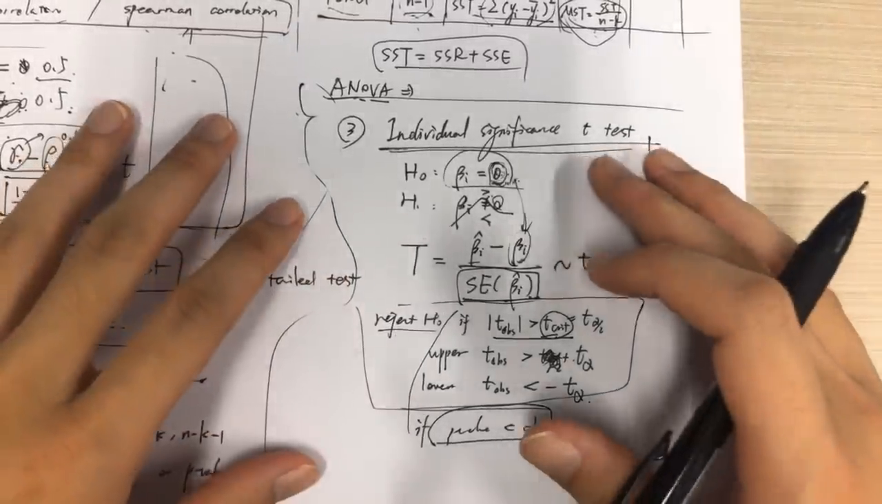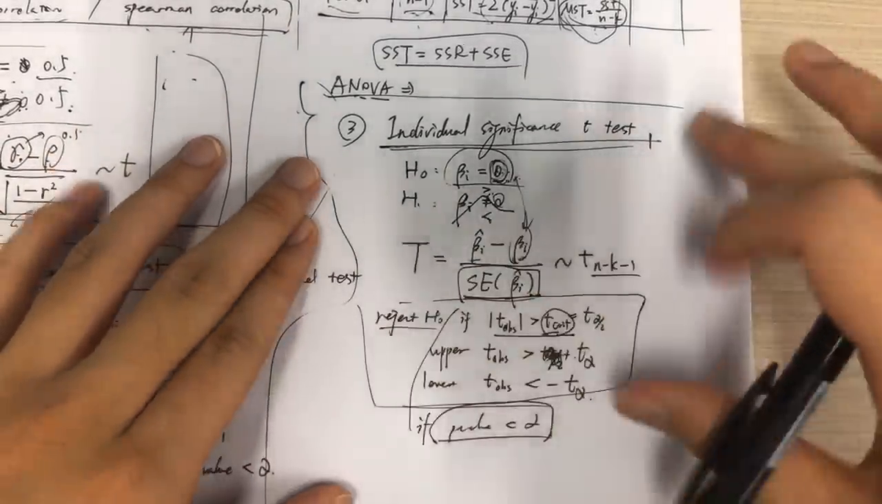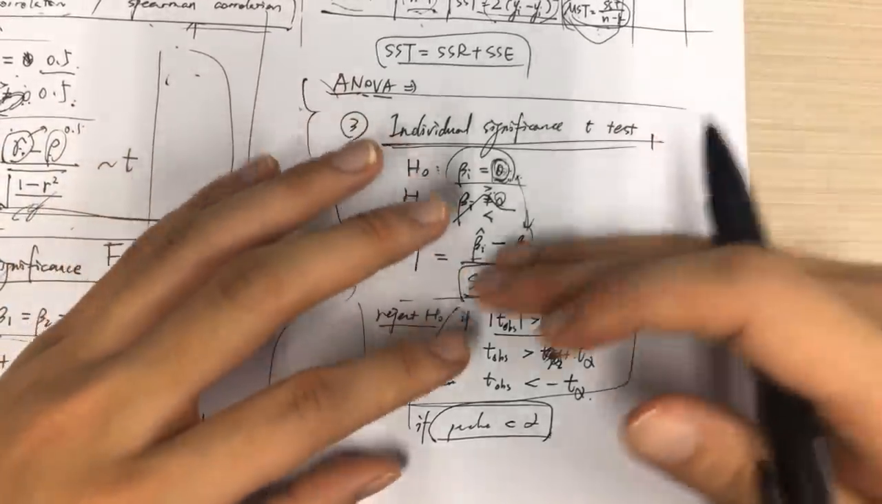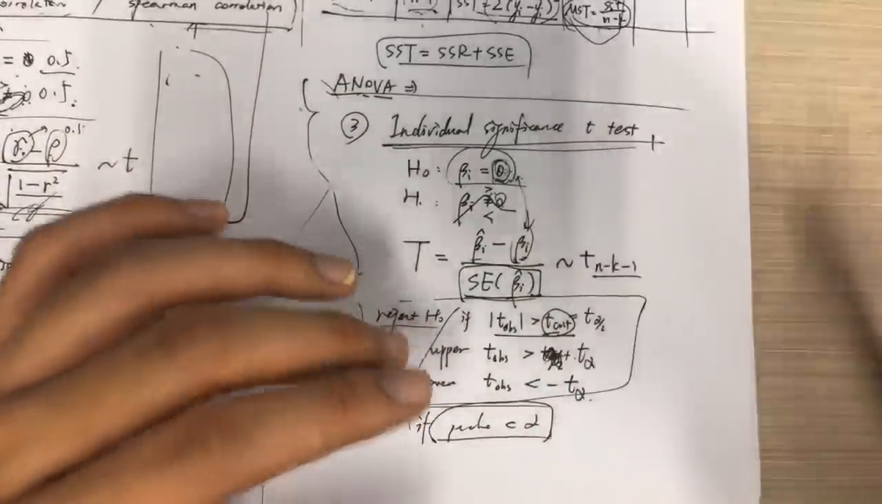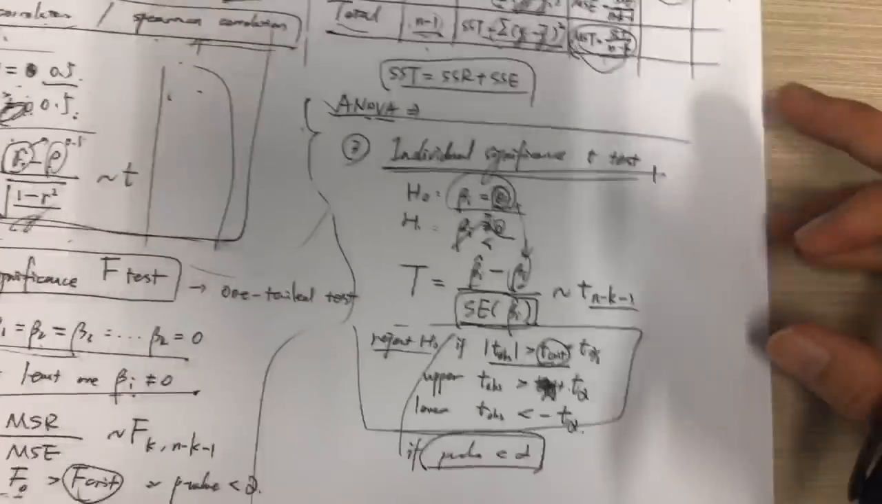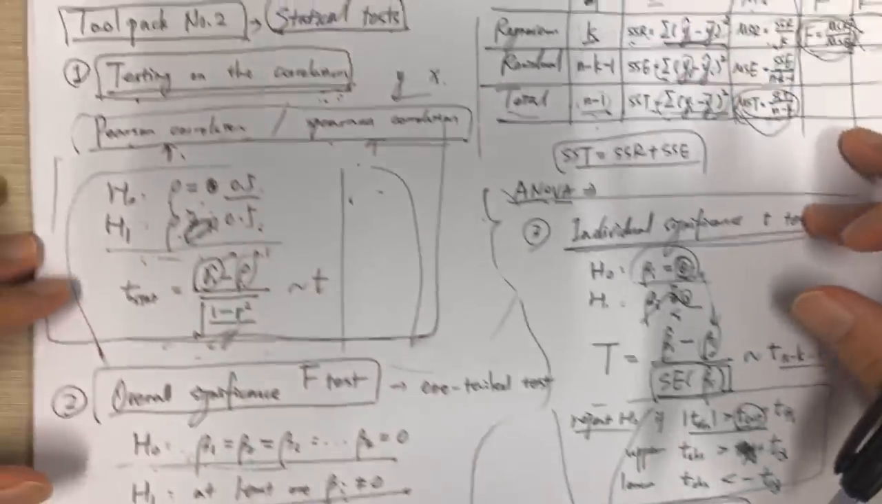stepwise regression, right? Stepwise regression will consider individual significance as one of its criteria to add in or remove any independent variables, right? Okay, so those are the first, second, and third tools in this tool pack.